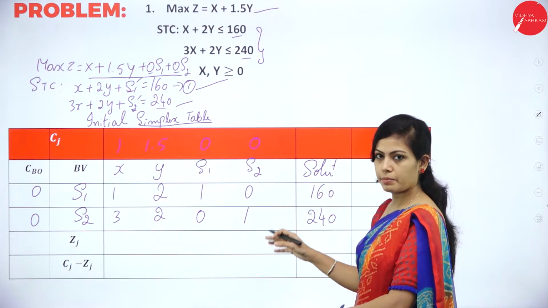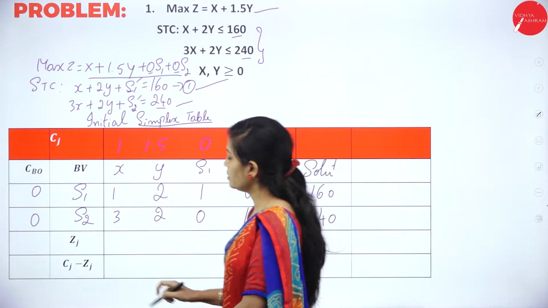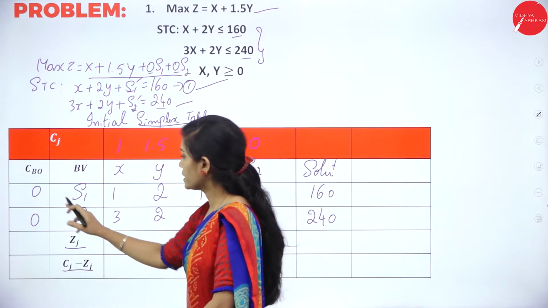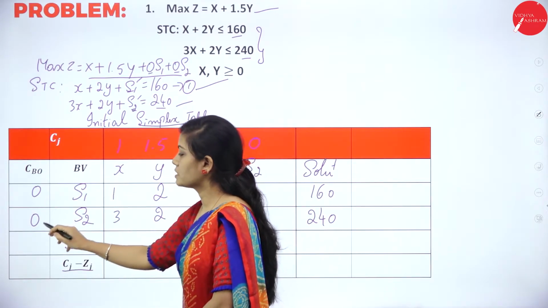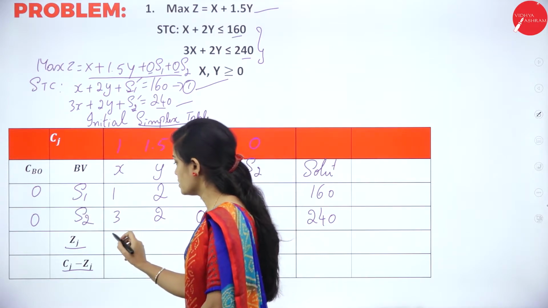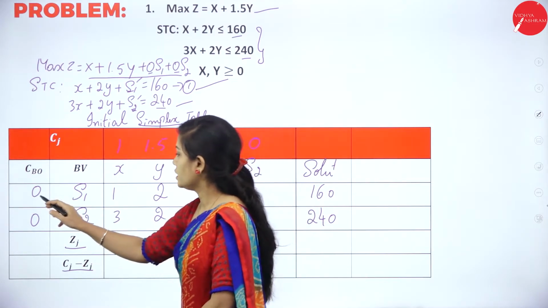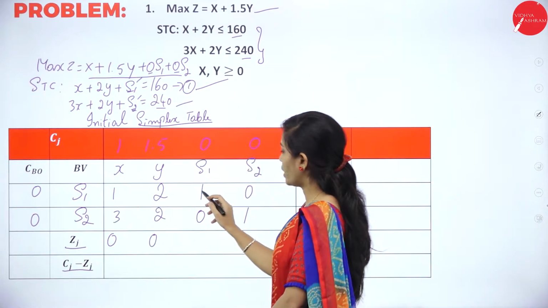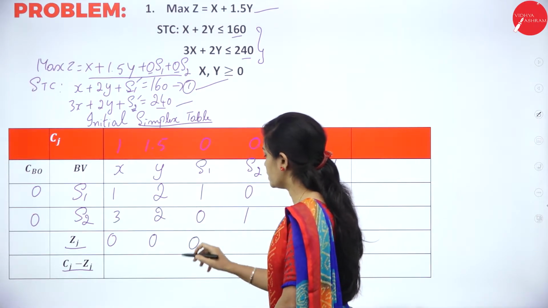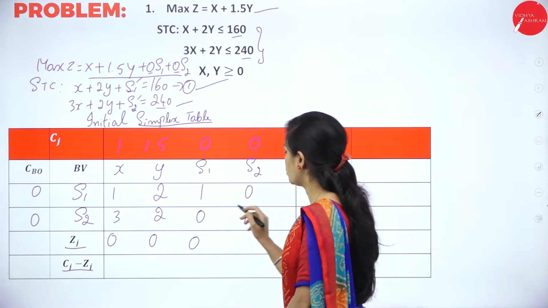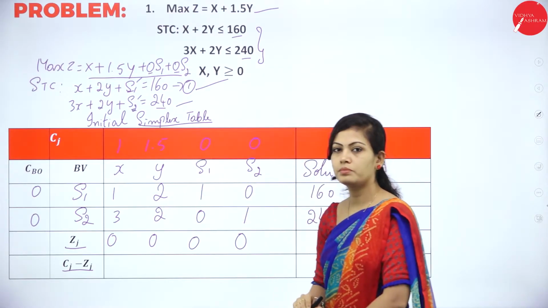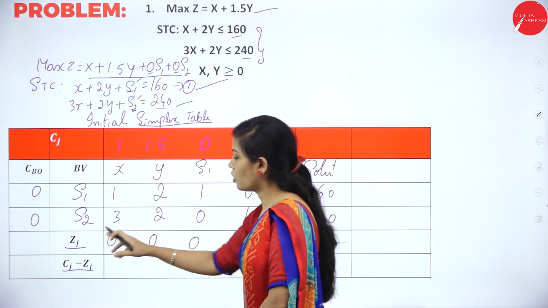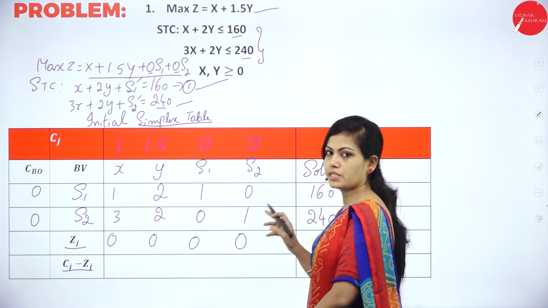First write this table, and now find Zj and Cj minus Zj. So what is Zj? 0 into 1 plus 0 into 3, it is 0 only. And 0 into 2 plus 0 into 2, it is 0. 0 into 1 plus 0 into 0, 0. 0 into 0, 0 into 1 is 0. So in the initial simplex table, we will get all the Zj values as 0.